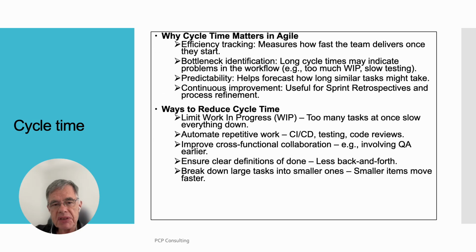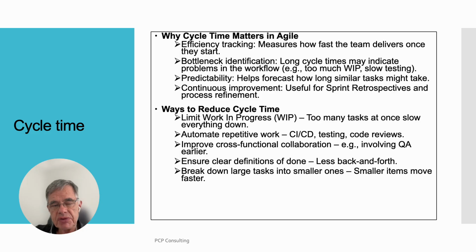Why cycle time matters in Agile. Efficiency tracking: measures how fast the team delivers once they start. Bottleneck identification: long cycle times may indicate problems in the workflow, for example, too much work in progress, slow testing. Predictability: helps forecast how long similar tasks might take. Continuous improvement: useful for sprint retrospectives and process refinement.